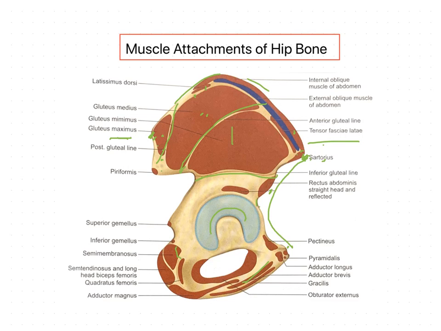And the next one is the gluteus minimus. Here you can find that the gluteus minimus occupies most of the space in the gluteal surface of the ilium, and it is present between the anterior gluteal line and the inferior gluteal line. And the muscle which is originating from the inferior iliac spine is the piriformis.